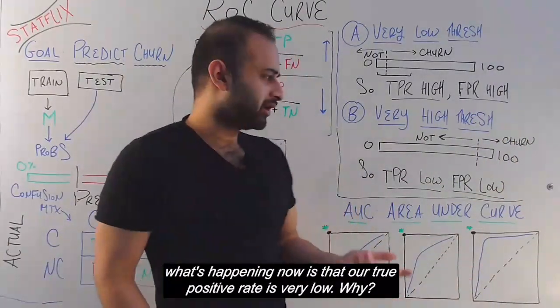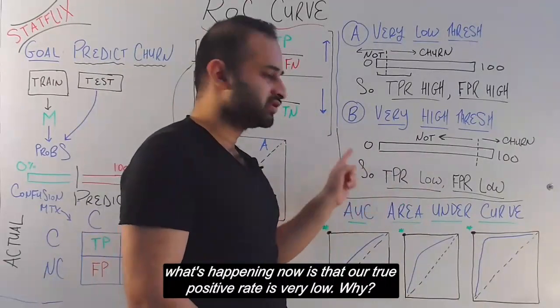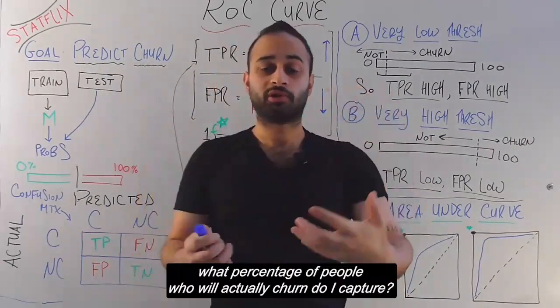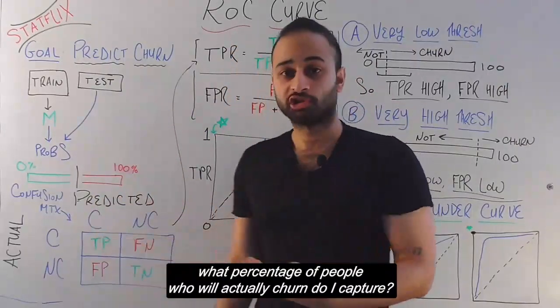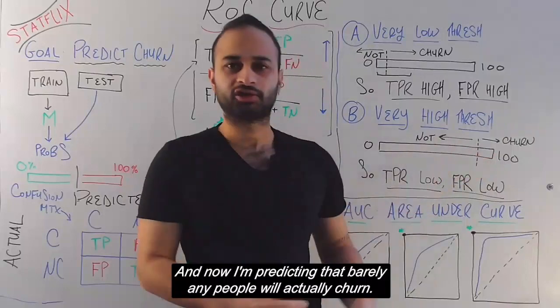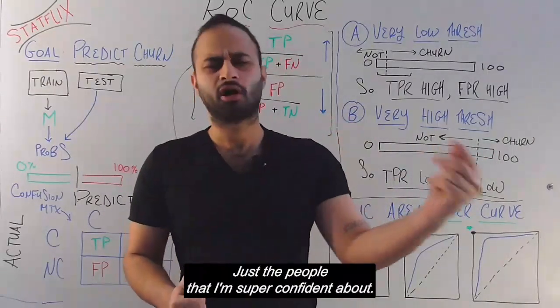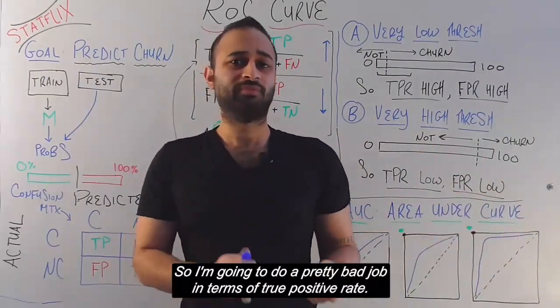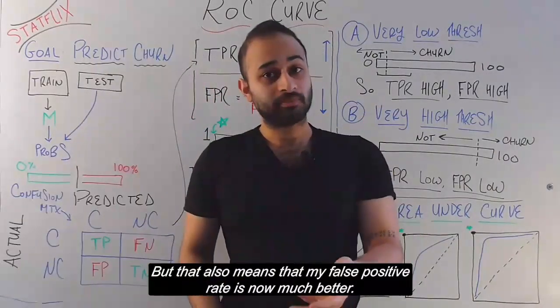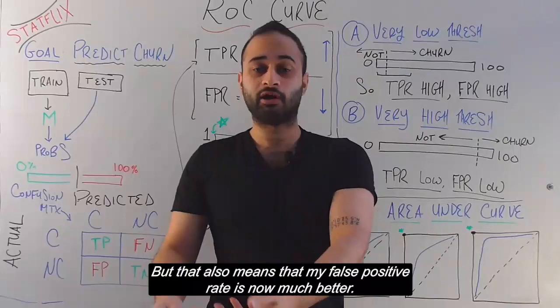But in a nutshell, what's happening now is that our true positive rate is very low. Why? Because our true positive rate, again, measures what percentage of people who will actually churn do I capture. And now I'm predicting that barely any people will actually churn, just the people that I'm super confident about. So I'm going to do a pretty bad job in terms of true positive rate. It's going to be very low. But that also means that my false positive rate is now much better.